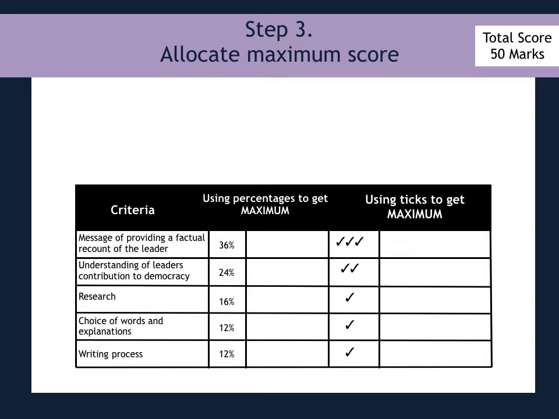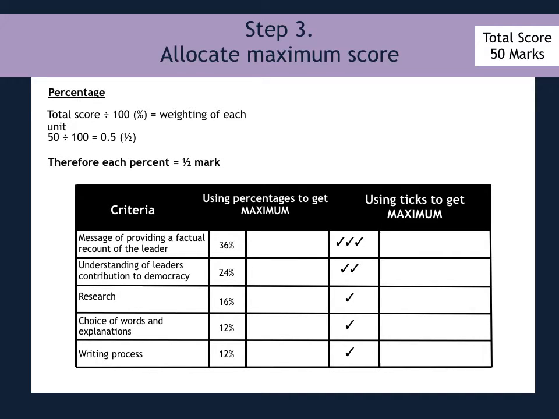So now, if we're working on percentage, we say the total score, which is 50, divided by 100%, because of course that is the method that we used, and the weighting of each unit equals the weighting of each unit. So here we've got 50 divided by 100, which means that each percent equals half a mark. So if we work that out, we say that if we're going to have a total of 50, the first criterion is going to be out of 18 marks, 12 marks for the second one, research is 8, and then the choice of words and explanations in the writing process, each 6.